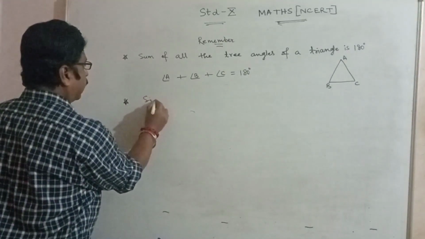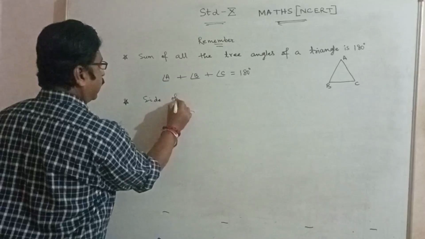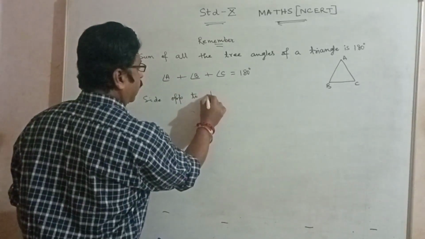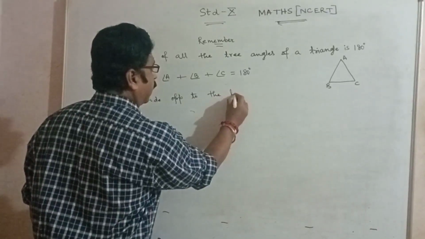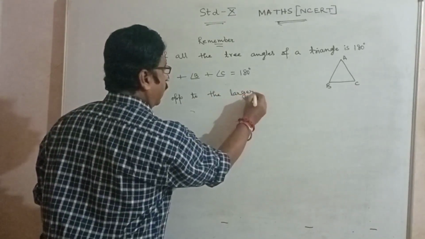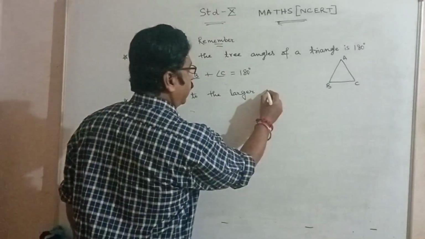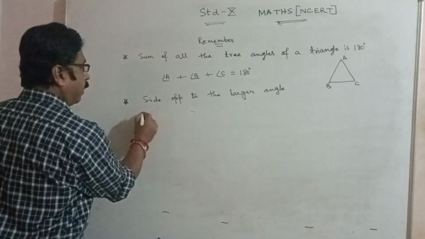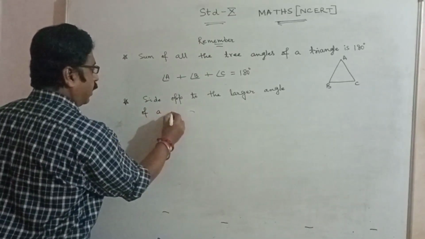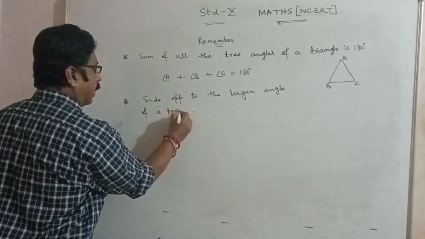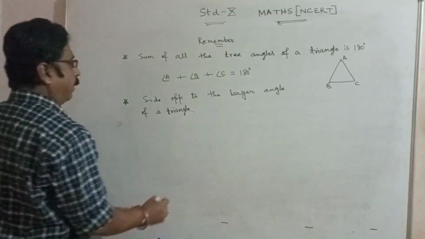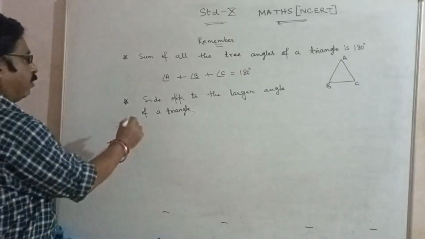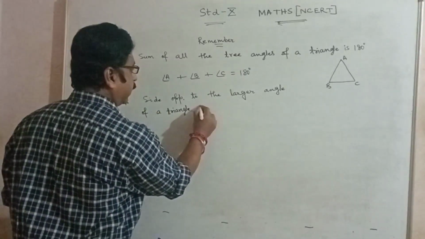Side opposite to the larger angle of a triangle, side opposite to the larger angle of a triangle is larger.